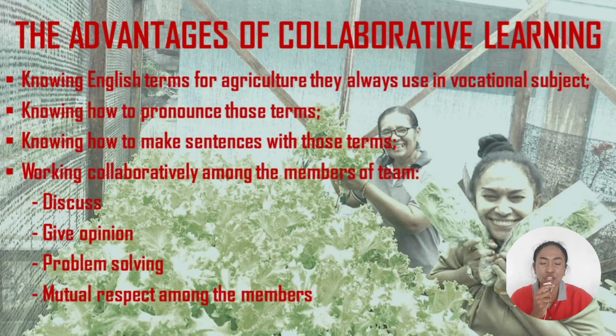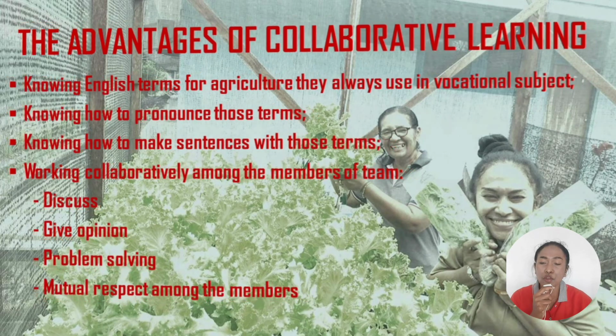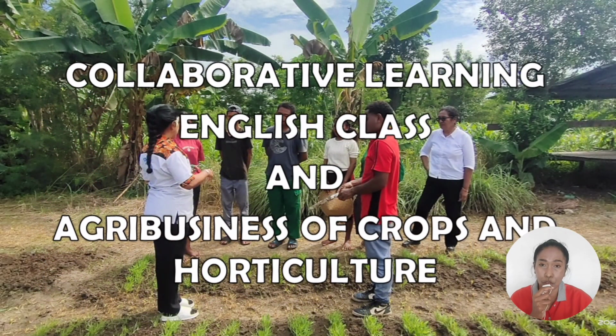And the advantages of collaborative learning: 1, knowing English terms for agriculture they always use in vocational subject, knowing how to pronounce those terms, knowing how to make sentences with those terms, and working collaboratively among the members of the team. The students can discuss, the students can give opinions, they can solve problems, and there was mutual respect among the members of the team.